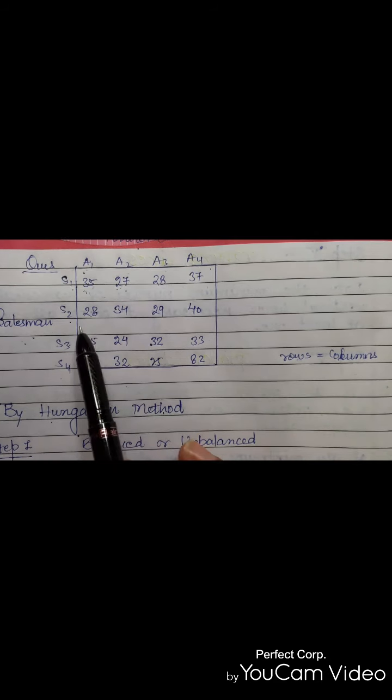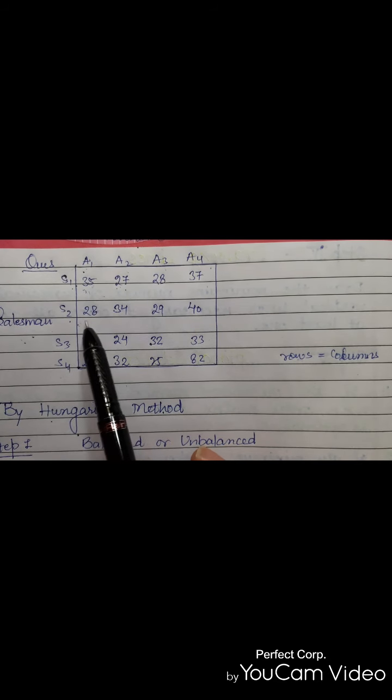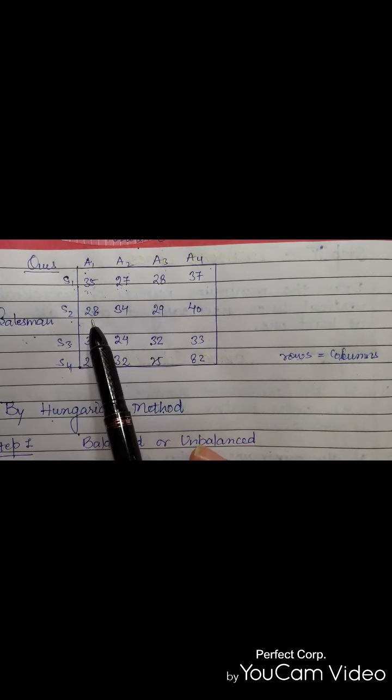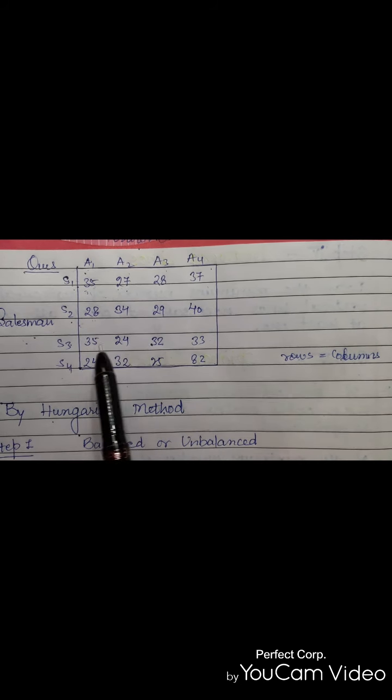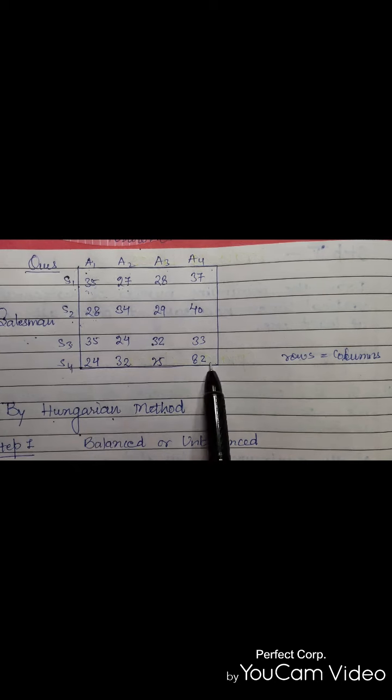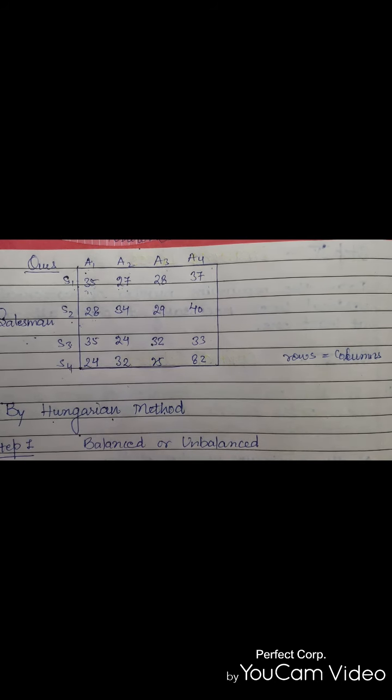In the same manner, we will identify the minimum element of row 2. So the minimum element of row 2 is which? You can see here 28 is the minimum element. So start deducting it from all other elements. And in the same manner, we will apply the same method to all the other rows. So on applying the row reduction method, we will get all these values.